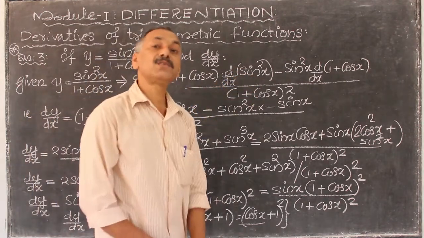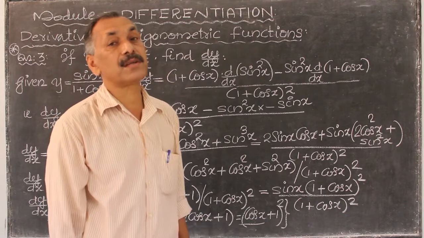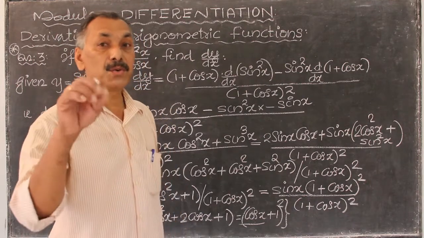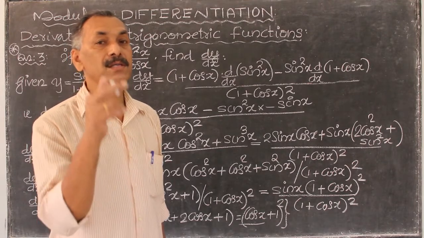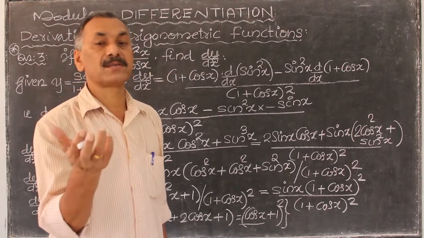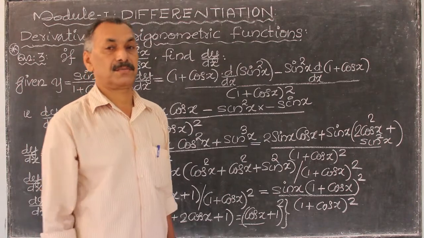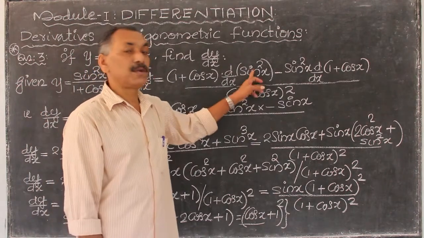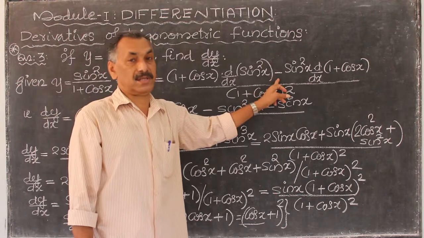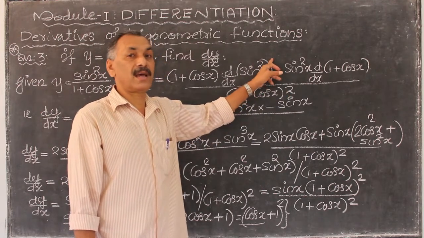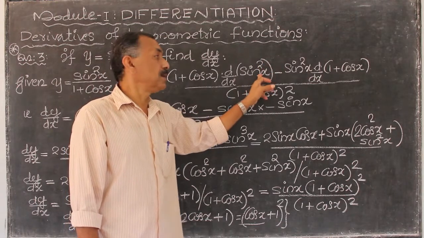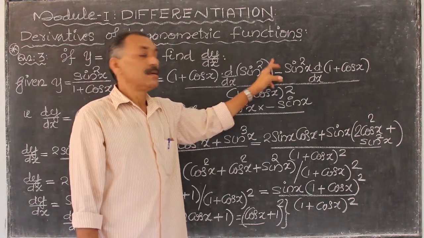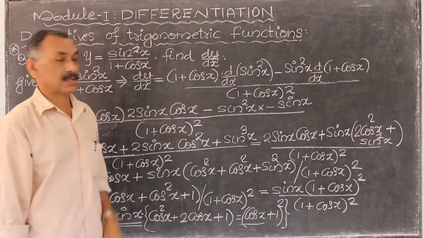If it is sin raised to 4 x, what is the derivative? Sin raised to 4 x is u raised to 4, and the derivative of u raised to 4 is 4u cube. That is 4 sin cube x into cos x. Similarly, sin cube x is u cube, the derivative of u cube is 3u square, so that is 3 sin square x into cos x.